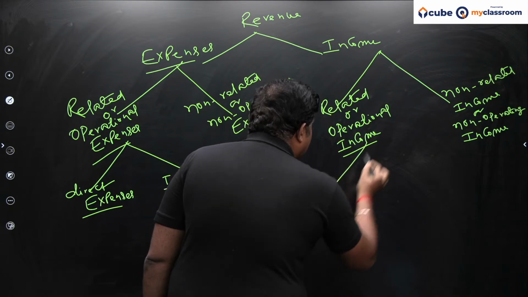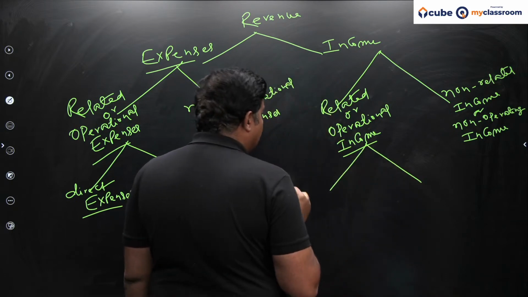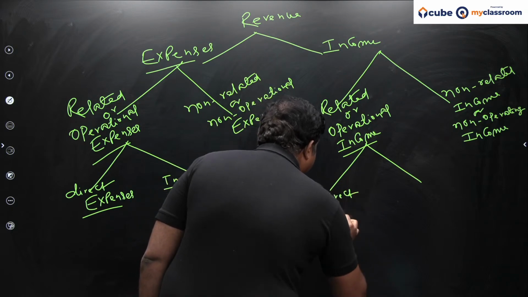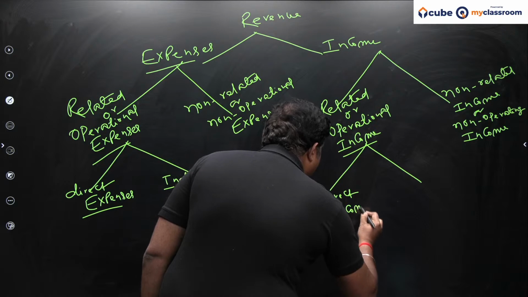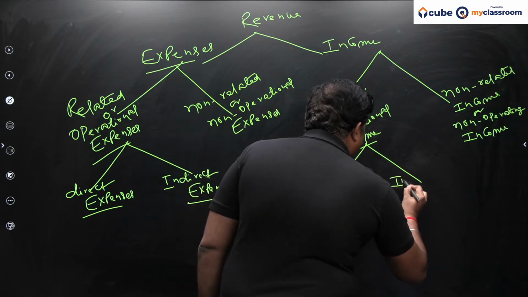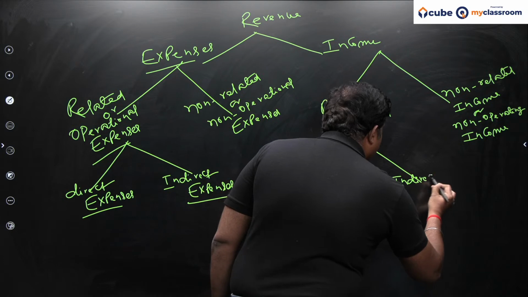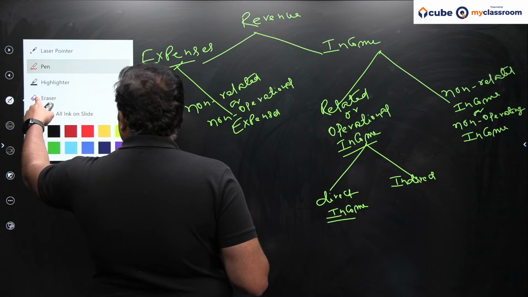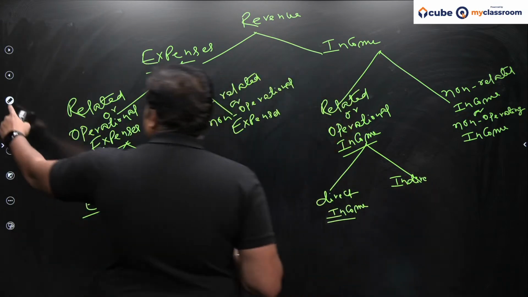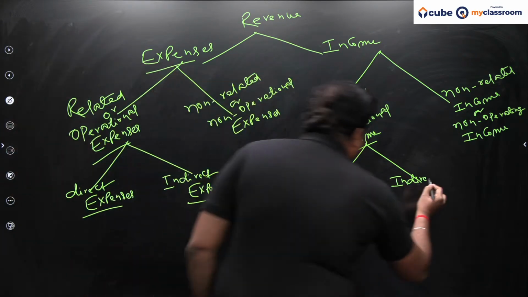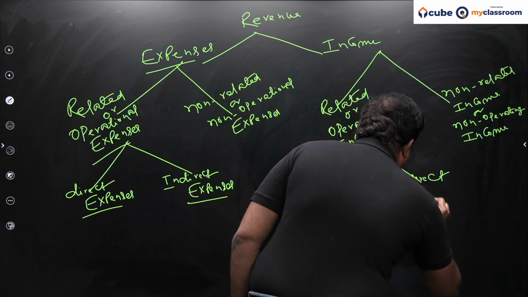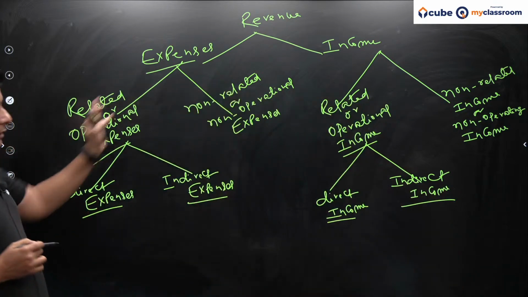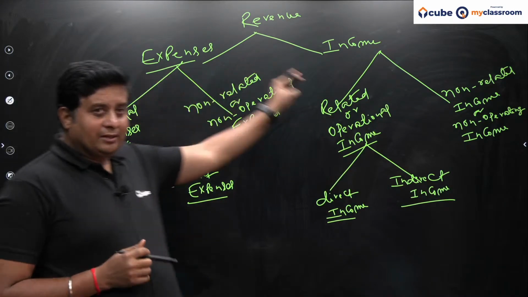Related operational income can again be classified into two categories. First one is direct income and indirect income. So this is the division of revenue expenses and revenue income.